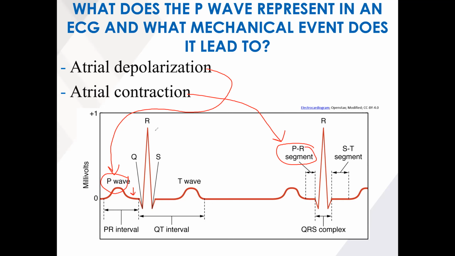Same thing is true of the ventricles, where QRS would be where we have our ventricular depolarization. And then we wouldn't actually get to see the ventricular contraction in the ECG. We just know it was happening during that ST segment.